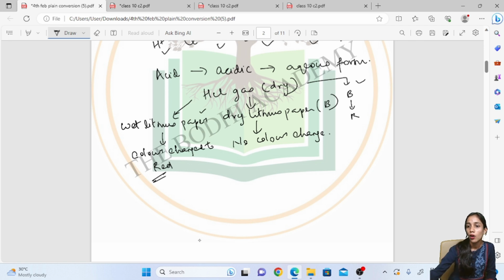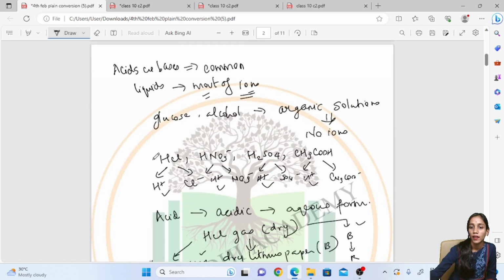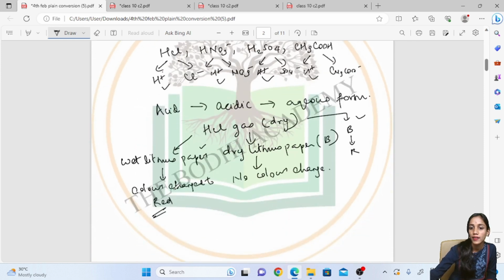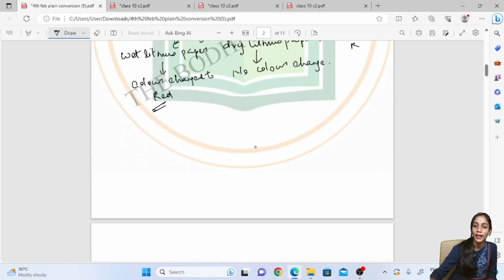Now we have seen two cases. In the first case, the H plus ion is responsible for the conduction of electricity. That is one property of the acids. And in the second case, it requires water. So we conclude that the H plus ions which are present in the acid can exist only in the presence of water.